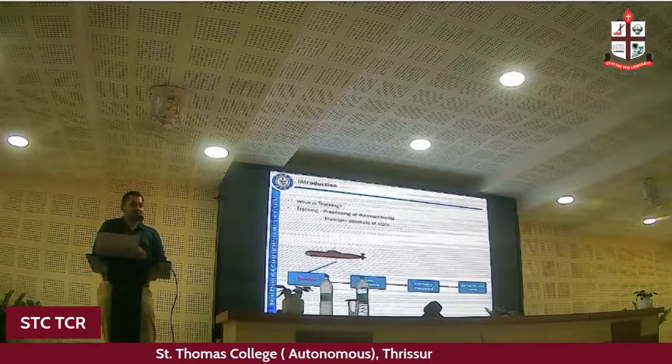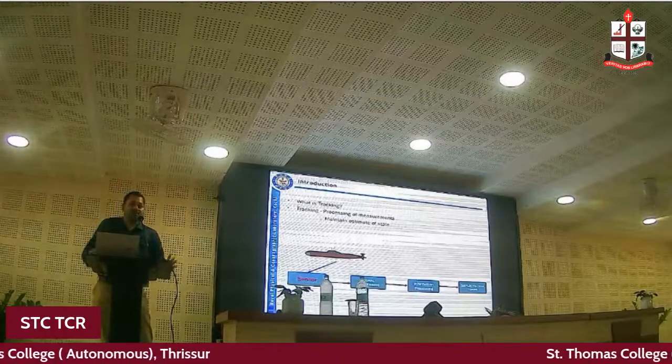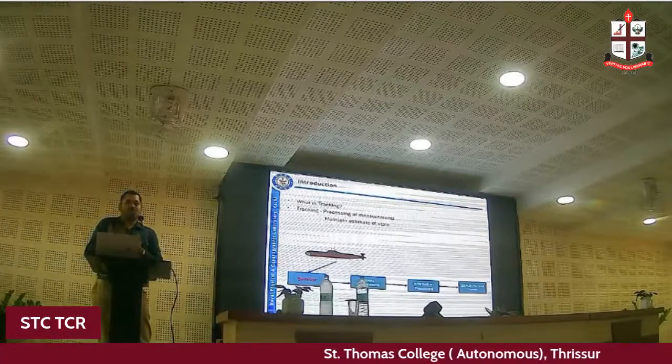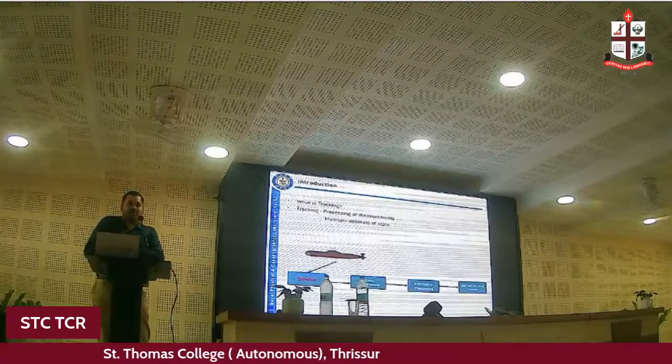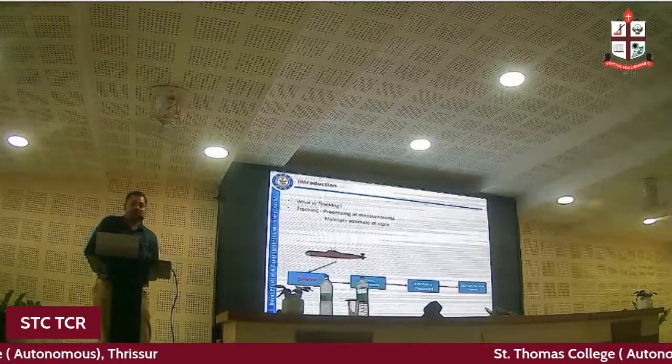This is a very simple example of tracking. Now let us come to our naval sense. Suppose you are trying to track a target. There is some submarine target out there. You are in a naval ship, and it has some sensors, which is a part of the sonar.